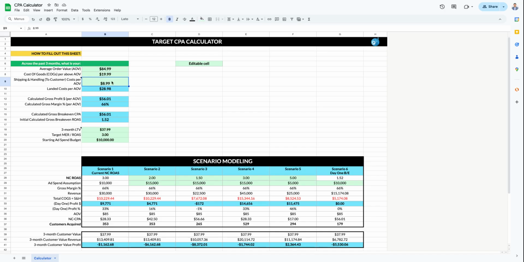Okay. So that's the beginning part of this sheet. Now we go into the fun stuff, where we run some scenarios. Light green cell means editable, so we can edit this cell right here. Now we want to start looking at our 3-month LTV. So in the first purchase, if they spent $84.99, in the next 3 months, what is our 3-month LTV?